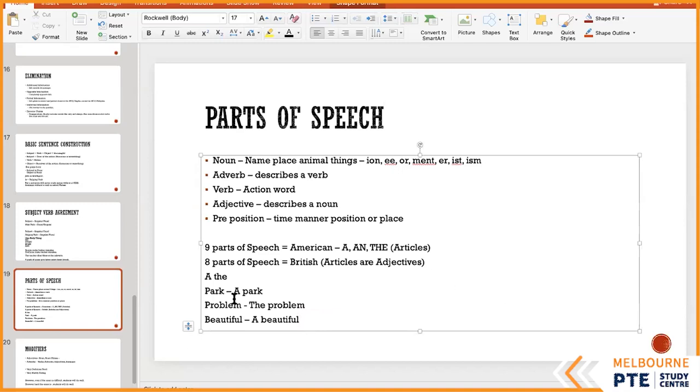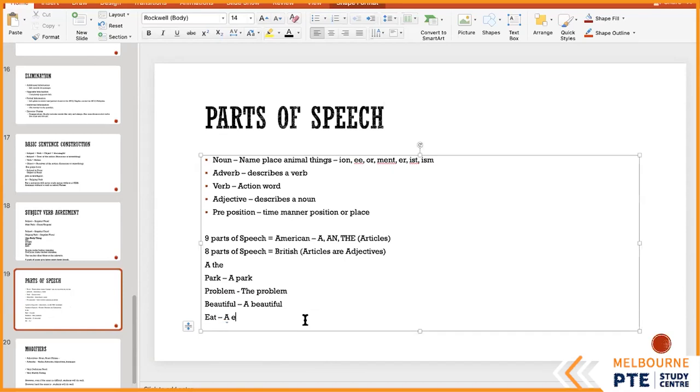Same thing. "A park." Are you adding anything to this? I can just say "a park." Do I need to add something to it? No. But if I say "a beautiful" or "the beautiful," I need something to go with it. Why? Because "beautiful" is not a noun. So let's look at the other one.